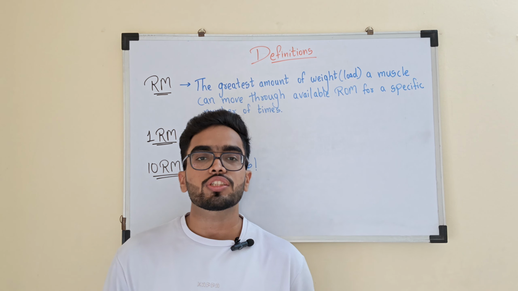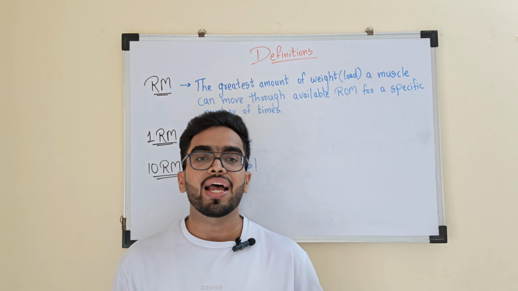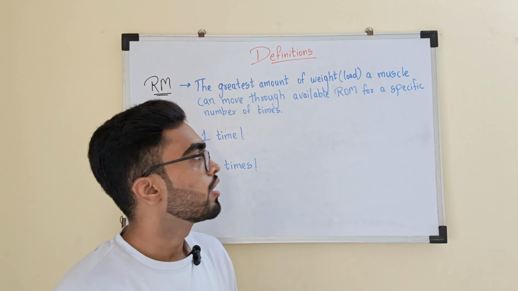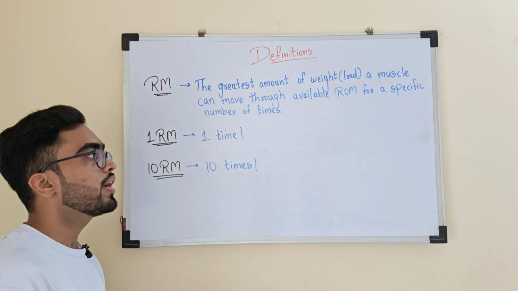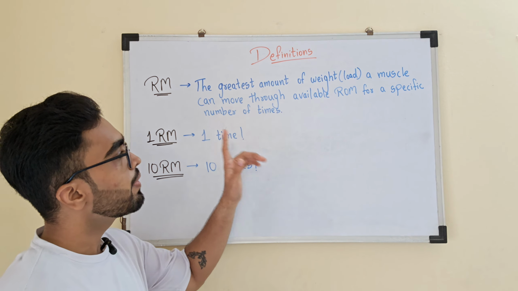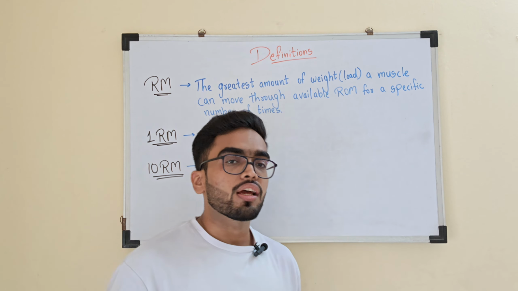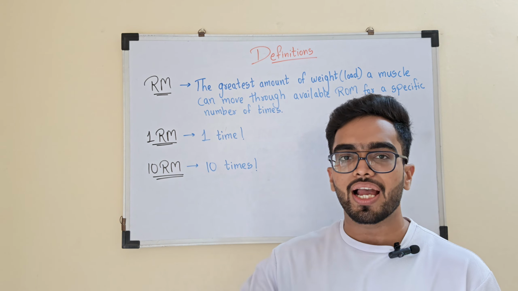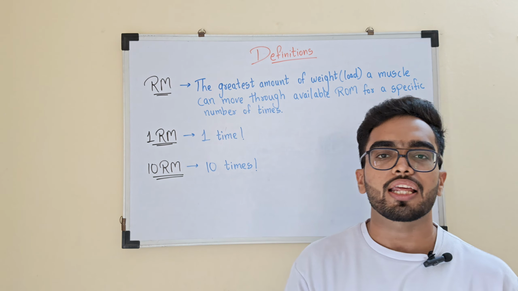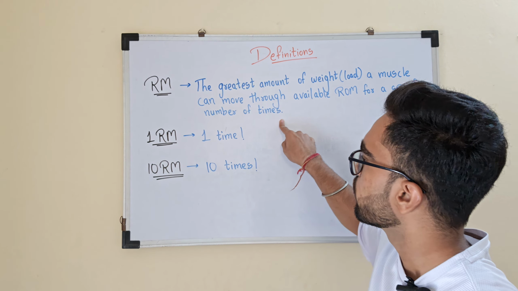So coming on to the first topic, that is definitions of repetition max, 1 repetition max and 10 repetitions max. Okay, so repetition max is the greatest amount of weight or load a muscle can move through the available range of motion for a specific number of times. The repetition max can be of various types, like it can be 1 rep max, 2 rep max, 5 reps max, 10 rep max, any number. Okay, so the number of times it moves.